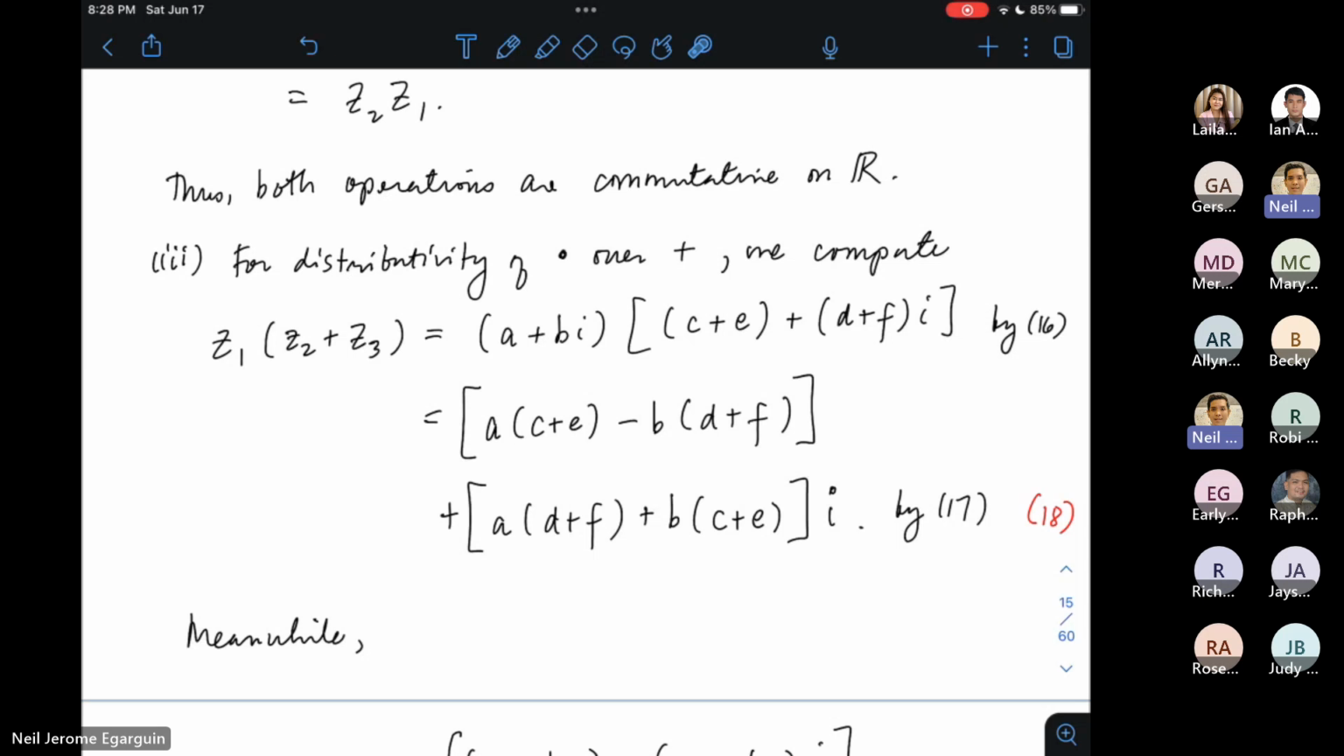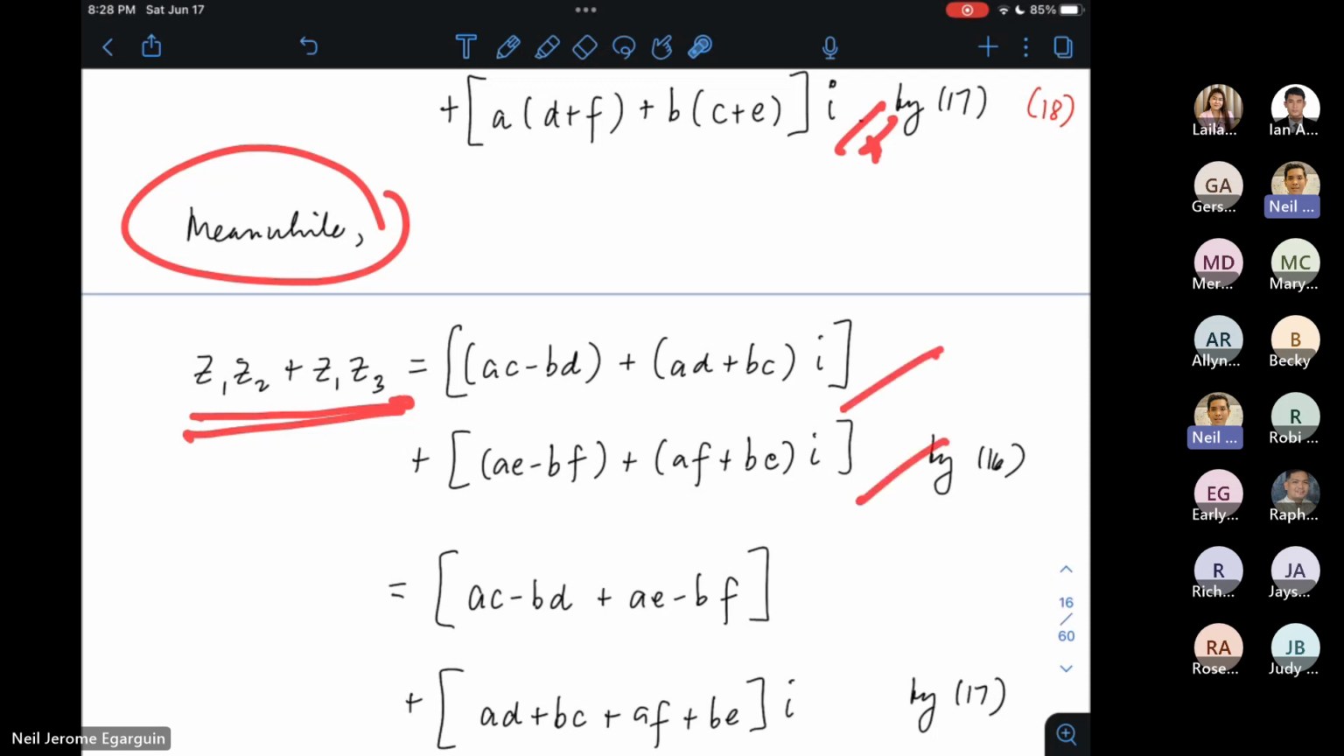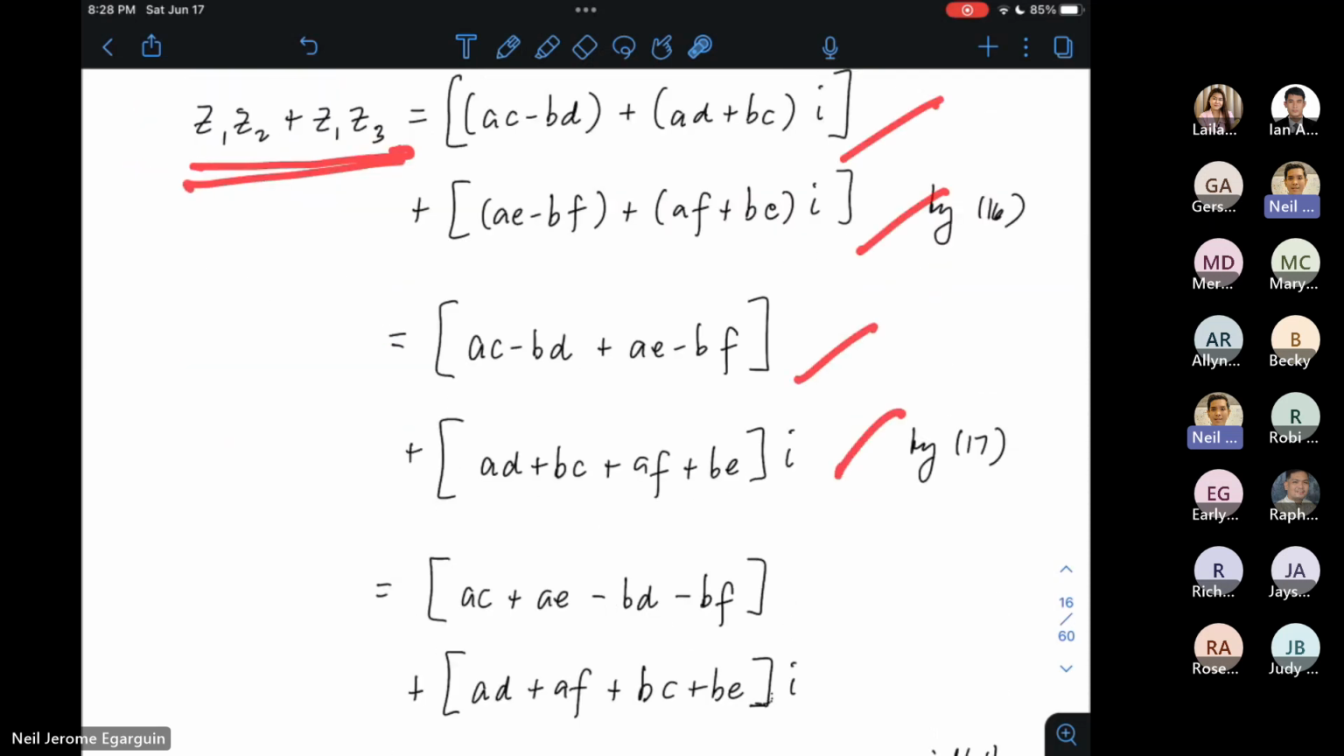Ito yung sinasabi ko kanina na paghiwalayin natin sila, paglaruan natin sila ng magkahiwalay, and hopefully we can show that they are equal to the same thing. So dahil na-stuck na ako dito, wala na akong maisip na magandang gawin dito para mapakita na siya equal sa Z1 times Z2 plus Z1 times Z3, kinompute ko na lang ito ng hiwalay. So meanwhile, I solve for this.